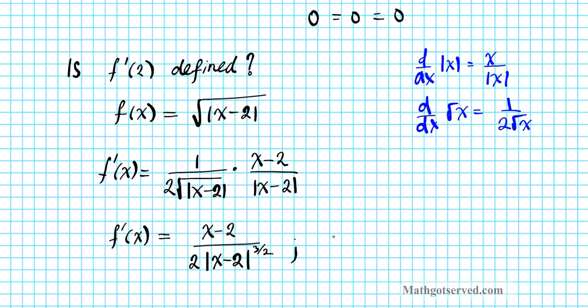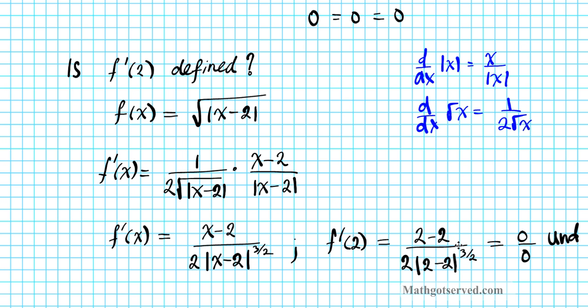So we want to find f prime of 2. We want to know is this defined or not. We'll simply plug in 2 into this function. So we have 2 minus 2 divided by 2 times the absolute value of 2 minus 2 raised to the 3 over 2. We can clearly see that we have a big problem here. We have 0 over 0, which is undefined.